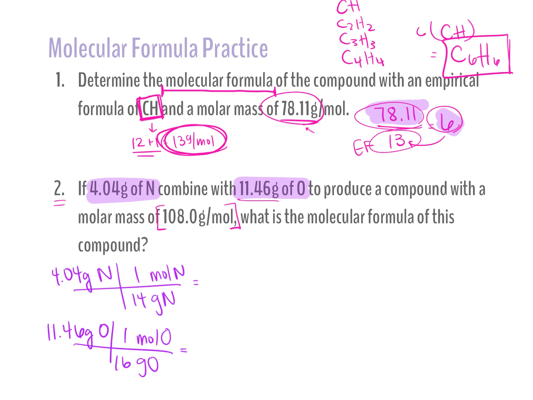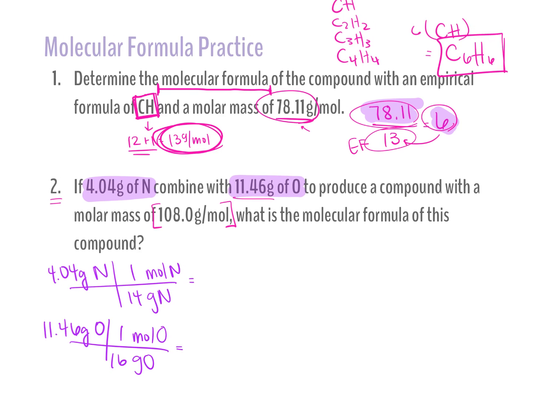So for nitrogen, I had about 0.2886 moles. And for oxygen, I had 0.7125 moles. Does that look about what you had? Yeah, close enough, right? I'm keeping a couple decimals, but are we somewhere in that range? Oh, 11.46. I only accidentally plugged in 11.4. Okay, so we're slightly different there, but not too far off.